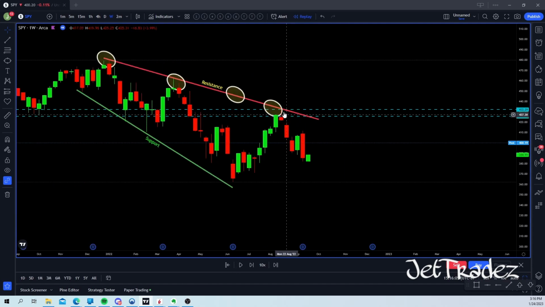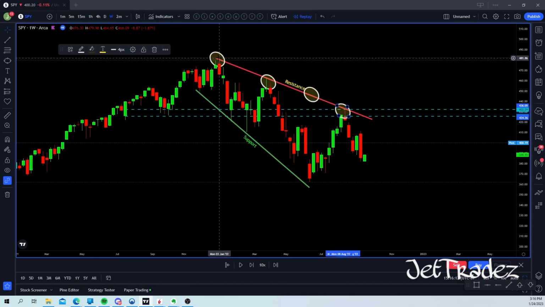Wow, you see that? Kind of close to the dot, but whatever. Put that there. So we're bearish so far. Look, we're bearish since January 2022, first of the year.